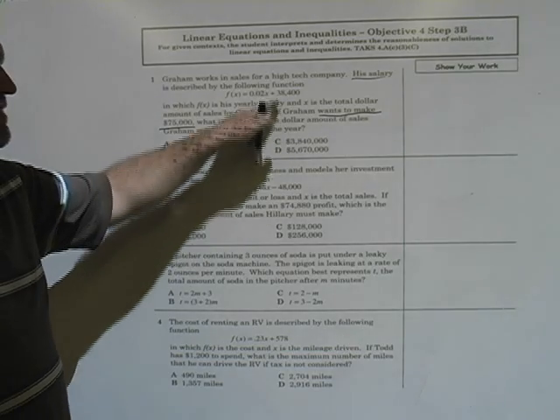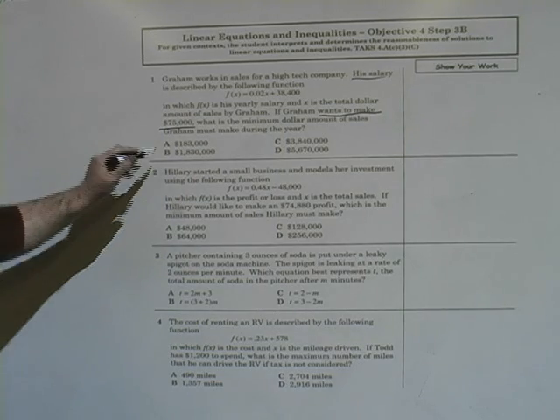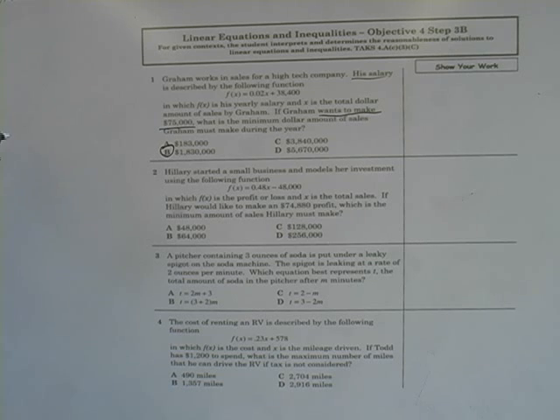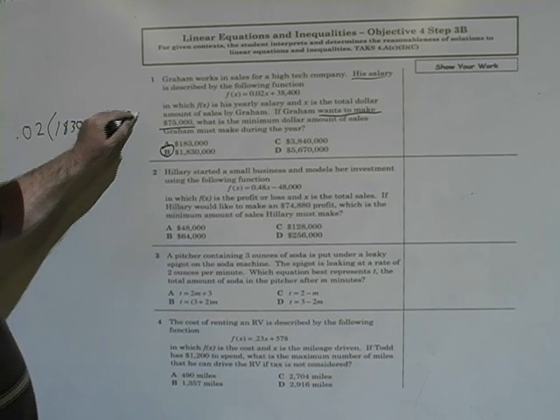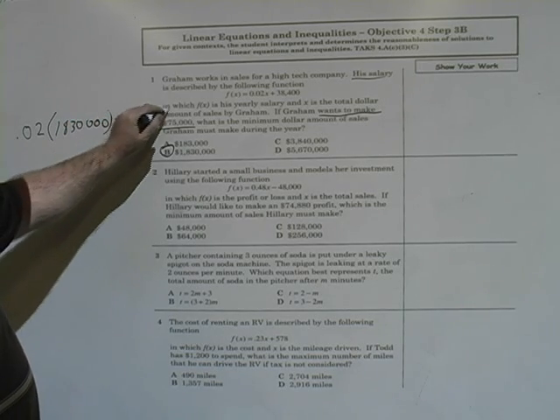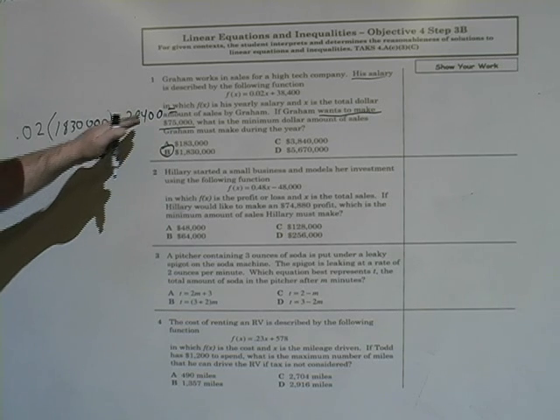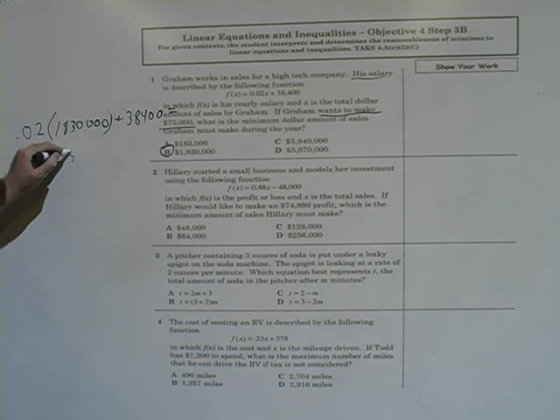So you're going to plug these answers in for x, and when you plug in answer B, you get 0.02 times 1,830 plus 38,400, and when you multiply that out and add it, you're going to get 75,000. That's all there is to that. You're just plugging in your answers until you find the right one. Same thing with number 2.